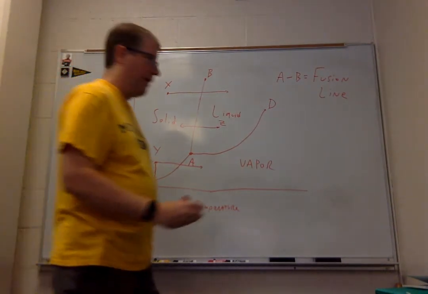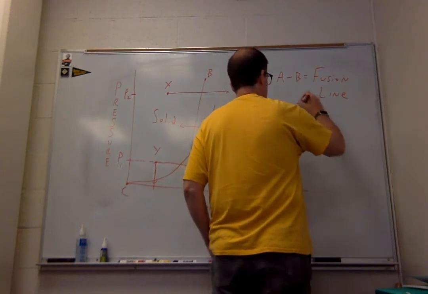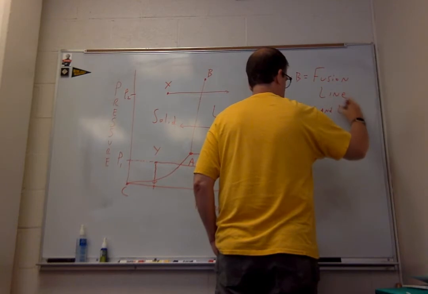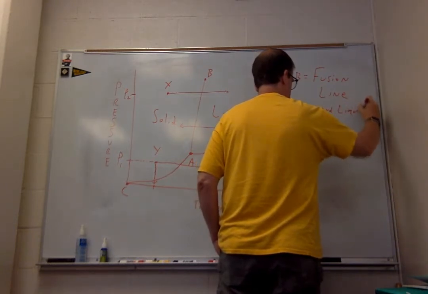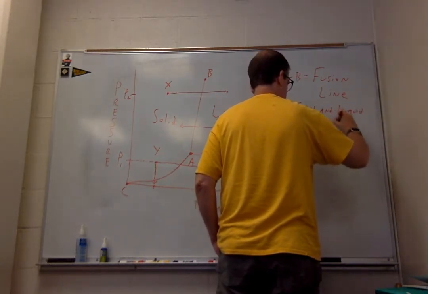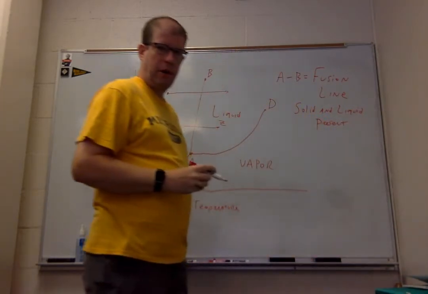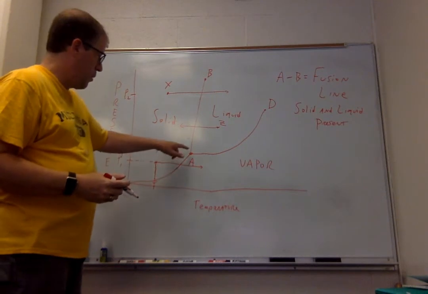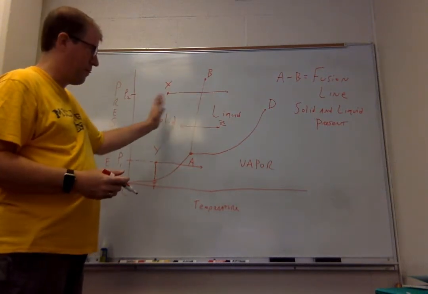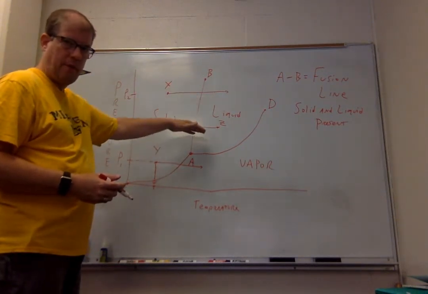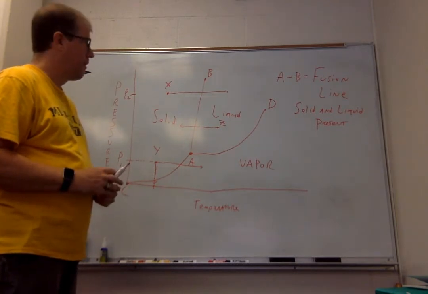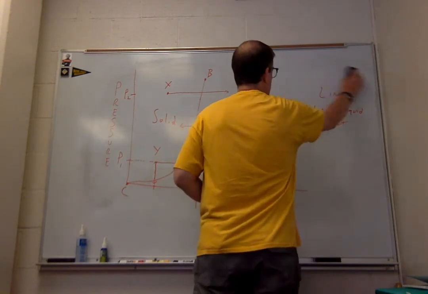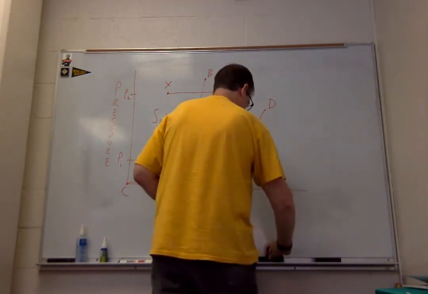So along that line, solid and liquid are present. Okay? So if I'm anywhere along that line, there's two phases. If I'm to the left of it, it's solid. If I'm to the right, it's a liquid. So that's the fusion line. And the final segment then is A to D.